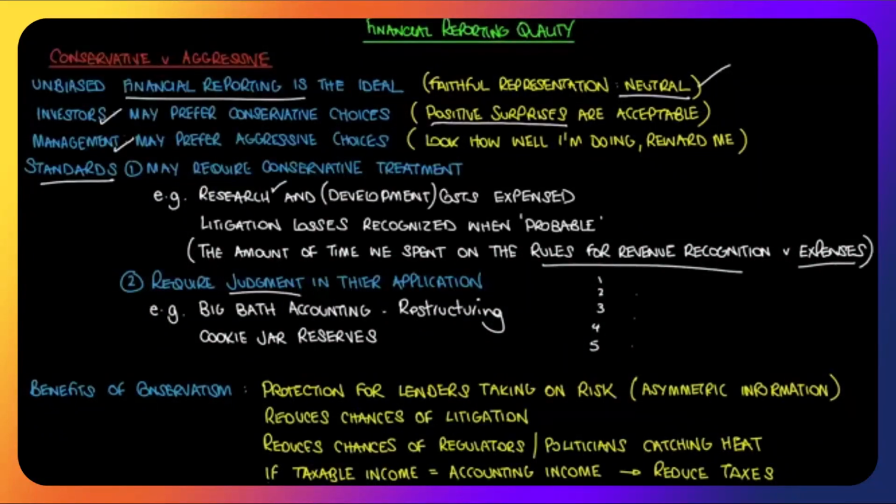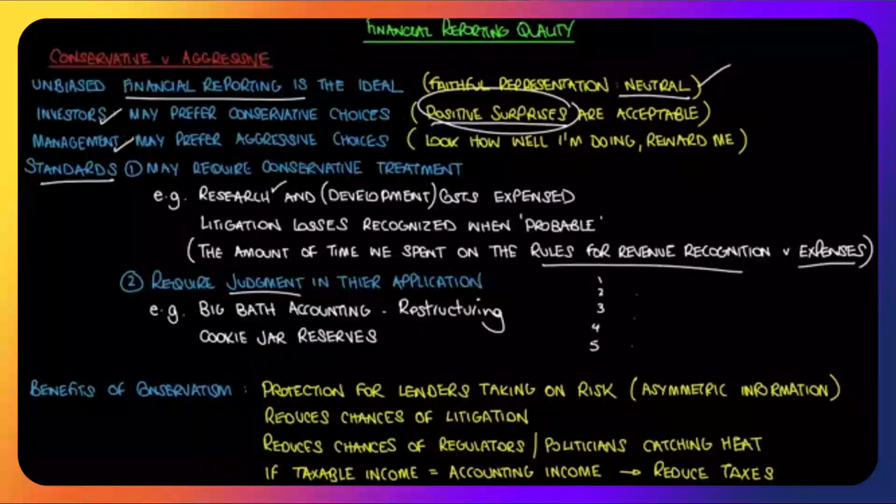Now, there may be benefits to being conservative. First of all, if you're a lender, you're taking on risk. There is a situation here where you've got asymmetric information. Management has a lot more information than you do as a lender, so you are taking a risk. From that point of view, you would prefer it if that company you were lending to was being conservative.